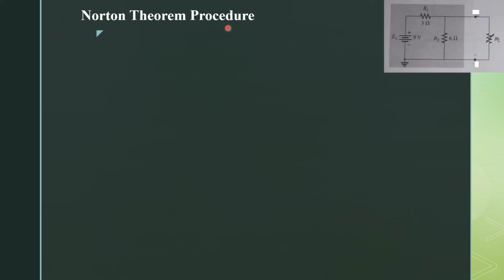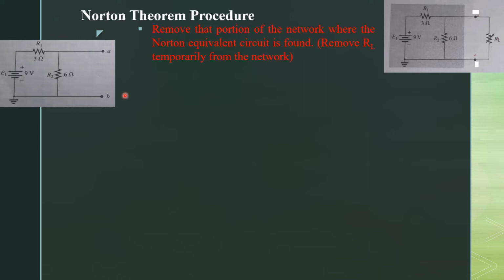In the first step, let us consider an example with a voltage source and two resistors. We have RL, the load resistor. We have to find the Norton equivalent circuit for that shaded region. First, remove the portion of the network where the Norton equivalent circuit is found. Remove RL temporarily from the network. You can see in the figure we have removed RL, and now we have to find the Norton equivalent for that particular circuit.